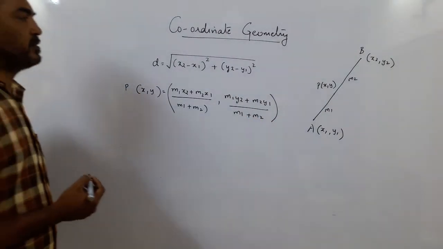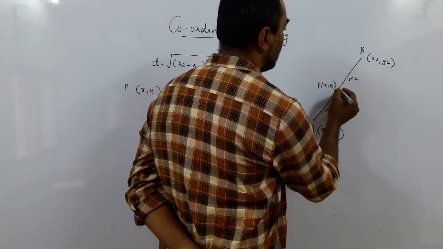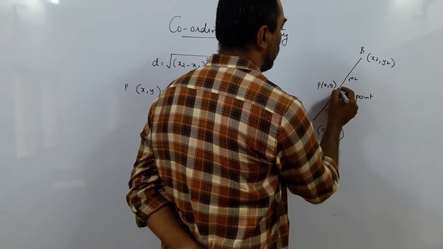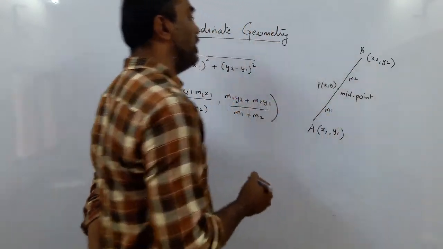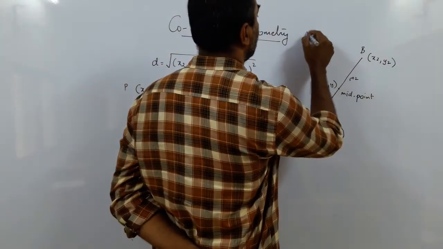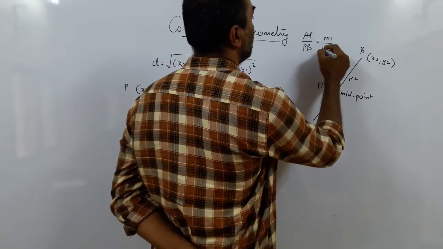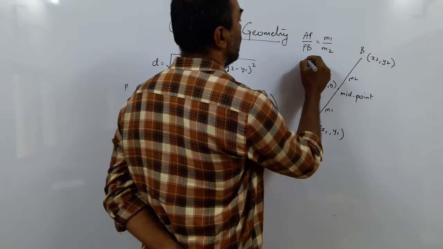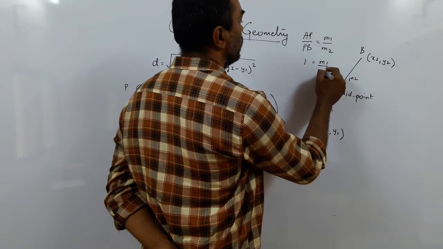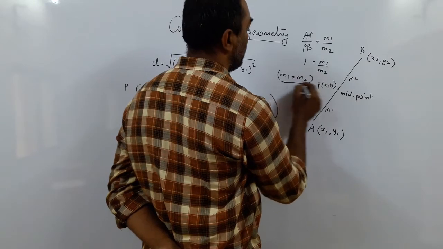Now today we'll see a special case. What is the special case? What if this point P is exactly the midpoint? Now what is the meaning of midpoint? If you recall, the midpoint is the point which divides the line segment into two equal parts. Two equal parts means AP equal to PB. Now we have taken the ratio AP upon PB as m1 upon m2. But AP and PB are equal, so the ratio becomes 1. So you get 1 equal to m1 upon m2, and if you multiply we get m1 equal to m2.